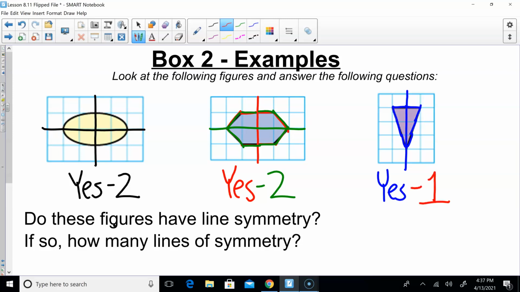So those are the shapes I like to draw down. I like to draw the lines of symmetry with them to get an idea of the shapes. If you have graph paper to use, that's awesome. That can help you as well to get a better idea of whether they actually have line symmetry.